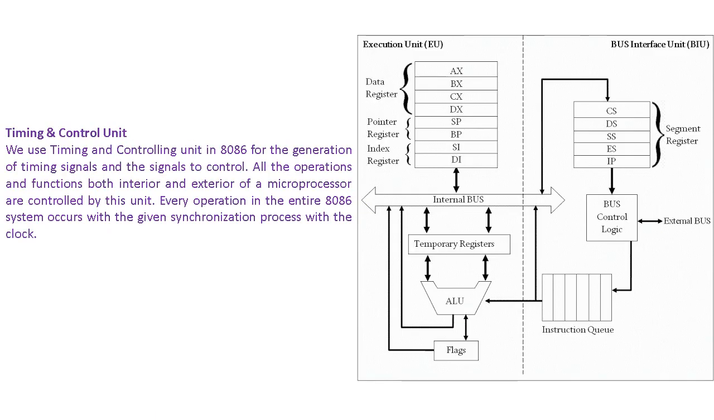Timing and control unit. This has not been shown in the diagram properly, but still we have to learn it because this is one of the most important functional units. The timing and control unit is part of the execution unit in the microprocessor 8086 chip. We use the timing and control unit in 8086 for the generation of timing signals and the signals to control all the operations and functions, both interior and exterior, of the microprocessor. Every operation in the entire 8086 system occurs in synchronization with the clock.